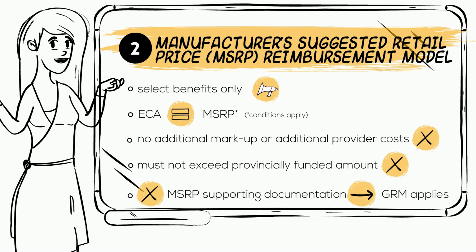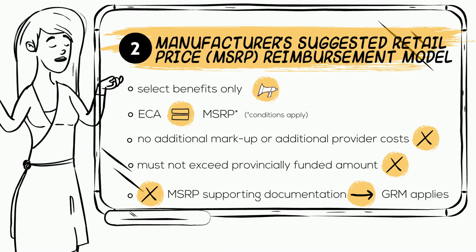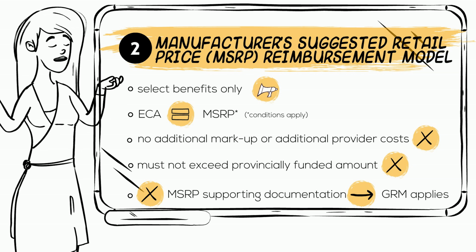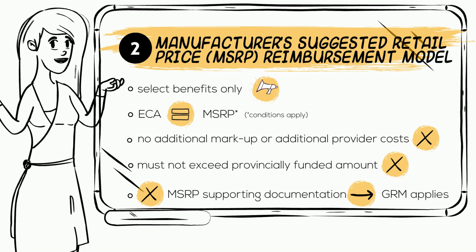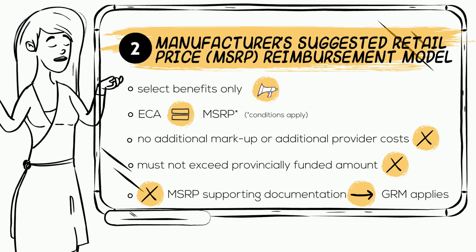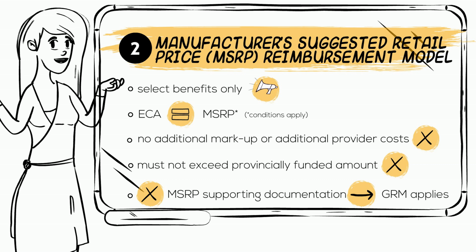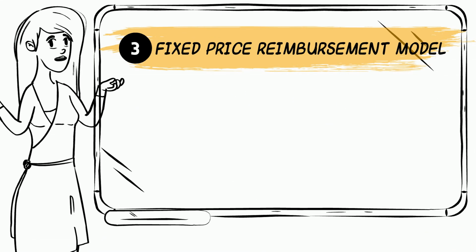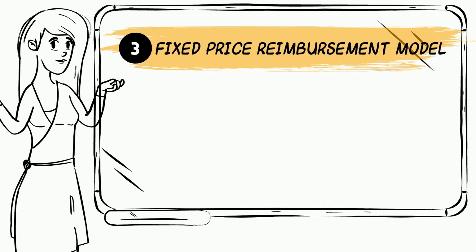And lastly, if MSRP supporting documentation is not available or not submitted, when requested, the General Reimbursement Model must be used to determine the ECA instead. To summarize, the MSRP reimbursement model ensures that providers are reimbursed based on the manufacturer's price, but it also has checks in place to make sure the reimbursement doesn't exceed certain limits. Next, let's look at the Fixed Price Reimbursement Model.